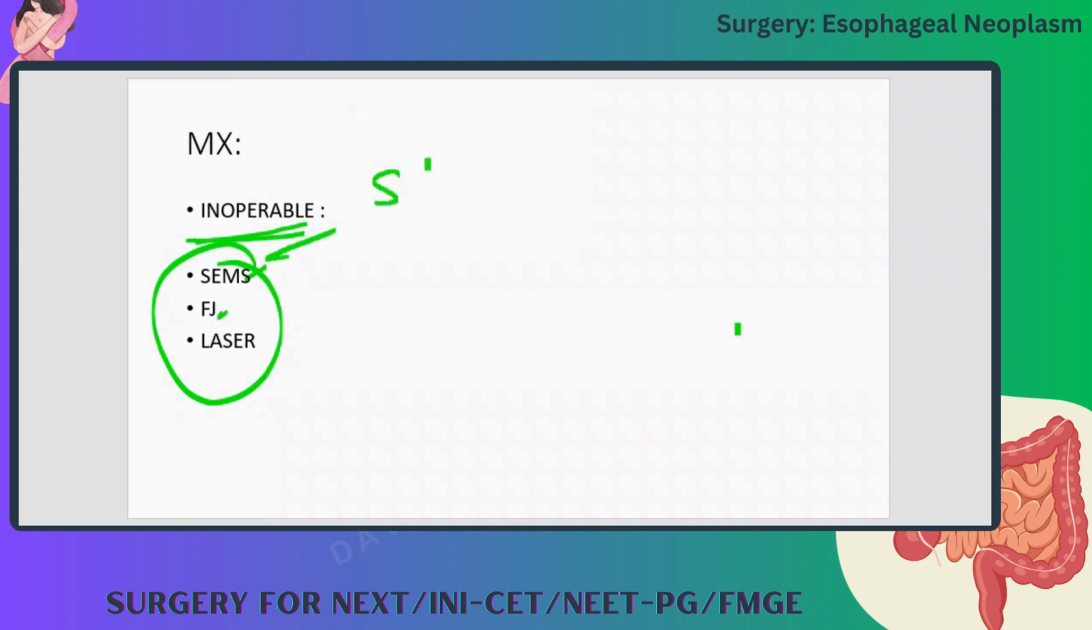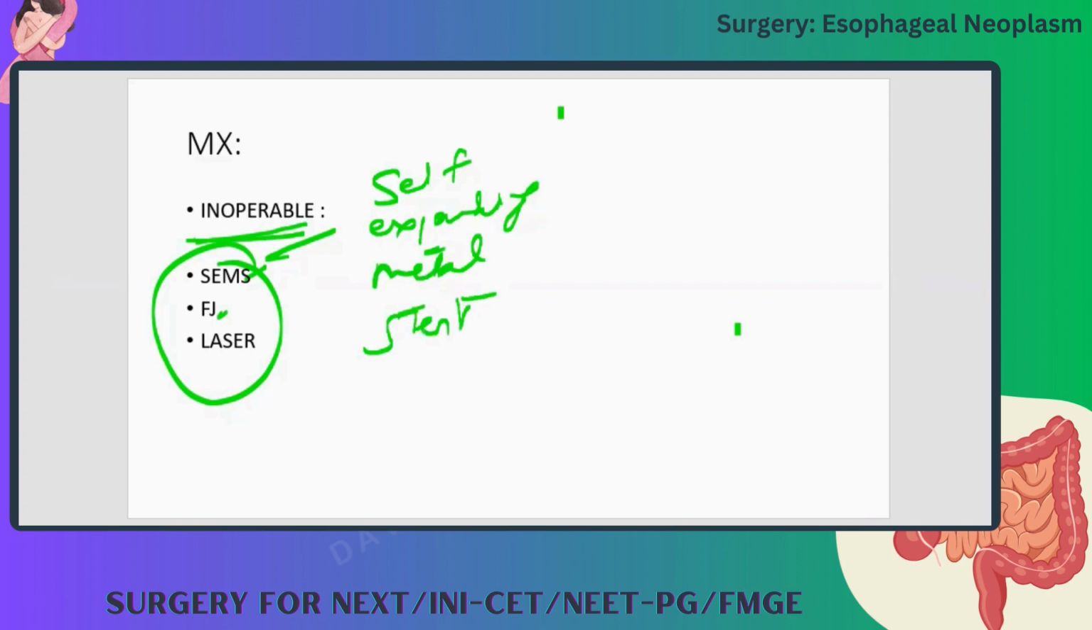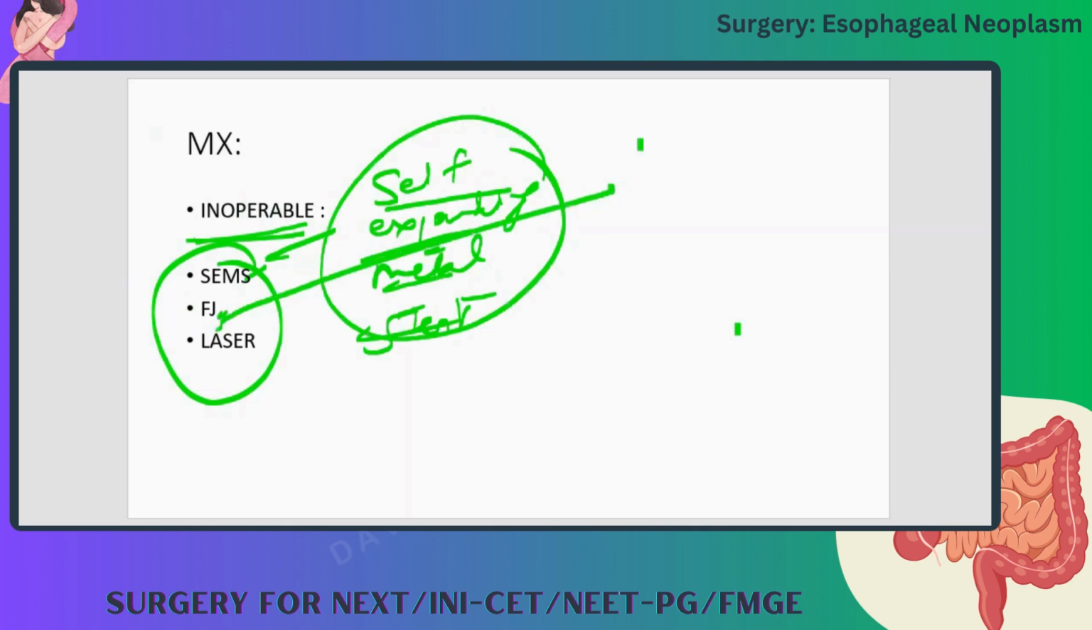Remember, this is important. SEMS is self-expanding metal stent. There is a small stent available. You put it in the esophagus. It expands and makes the esophagus open so that we can extend the life of the patient. We are not removing the cancer, but we are just allowing the patient to take food for the purpose of nutrition. And what is FJ? Is it feeding jejunostomy? Very good. It is feeding jejunostomy.